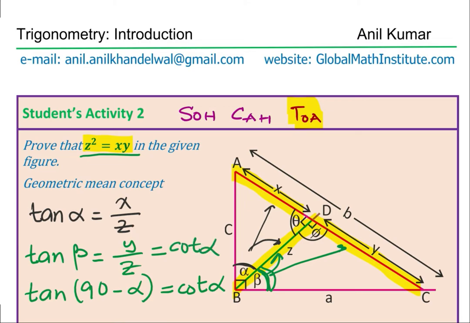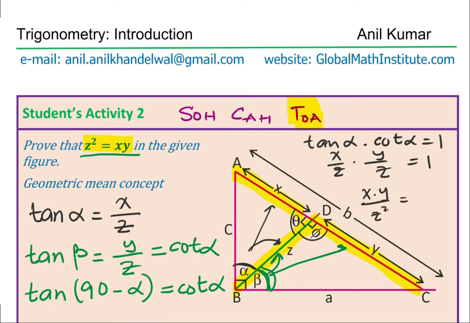And if I multiply the two, what do I get? Do I get my solution? Let us see. If I multiply tan alpha with cot alpha, I know it is 1. Tan alpha is x over z and cot alpha is y over z. And that is equal to 1. So when you multiply, you get x times y over z square equals 1. Cross multiply to get your answer. xy equals z square. Do you see how simple it is?